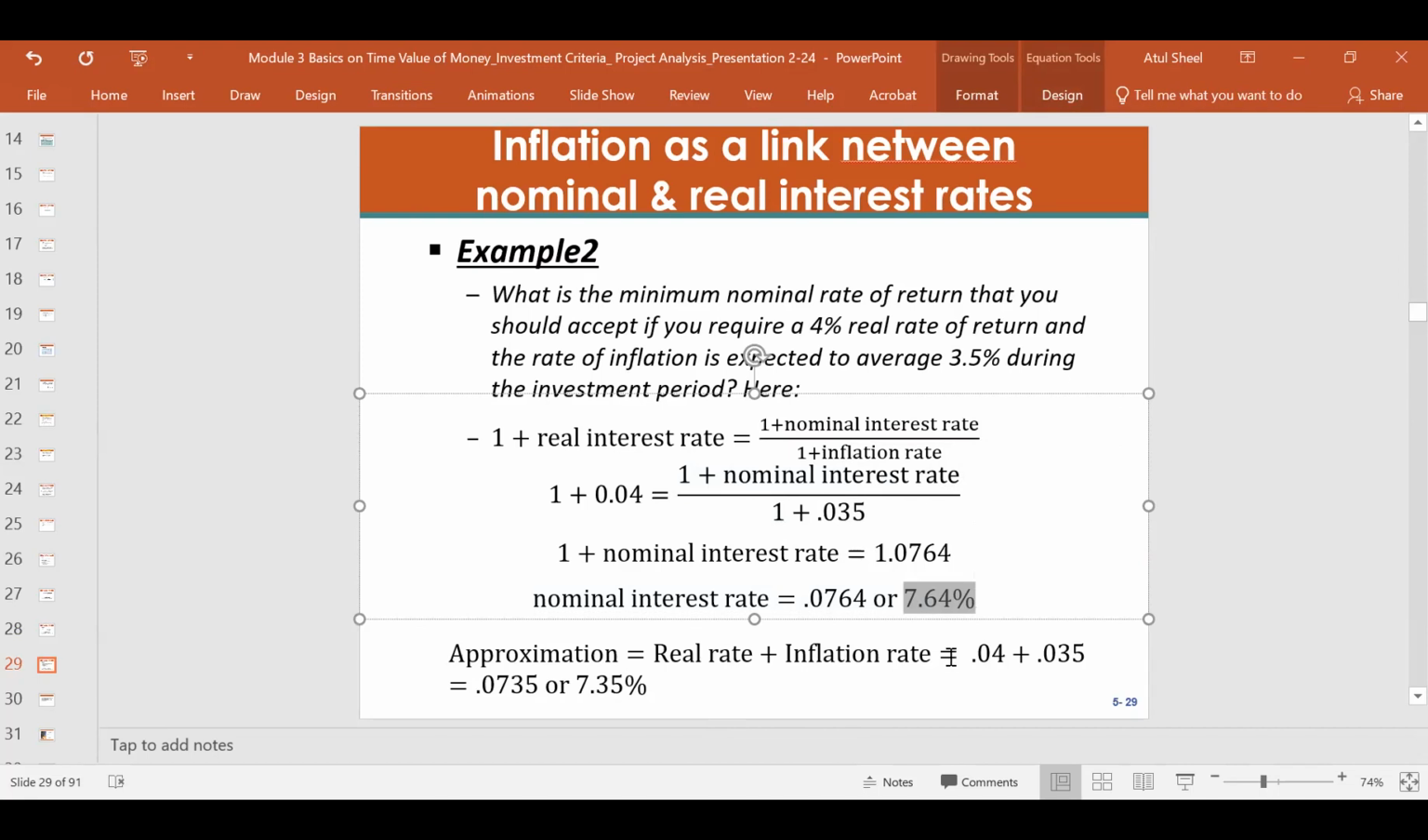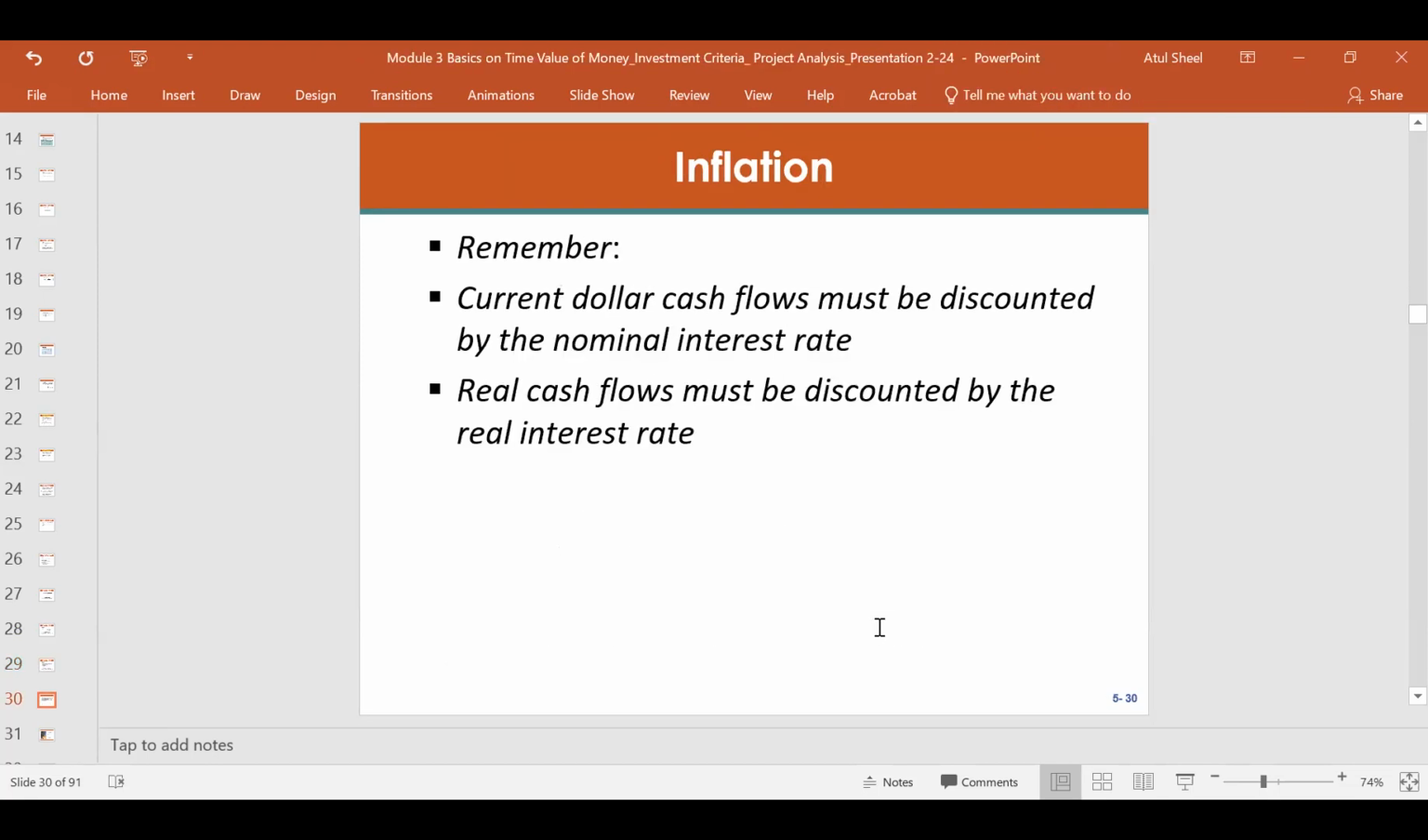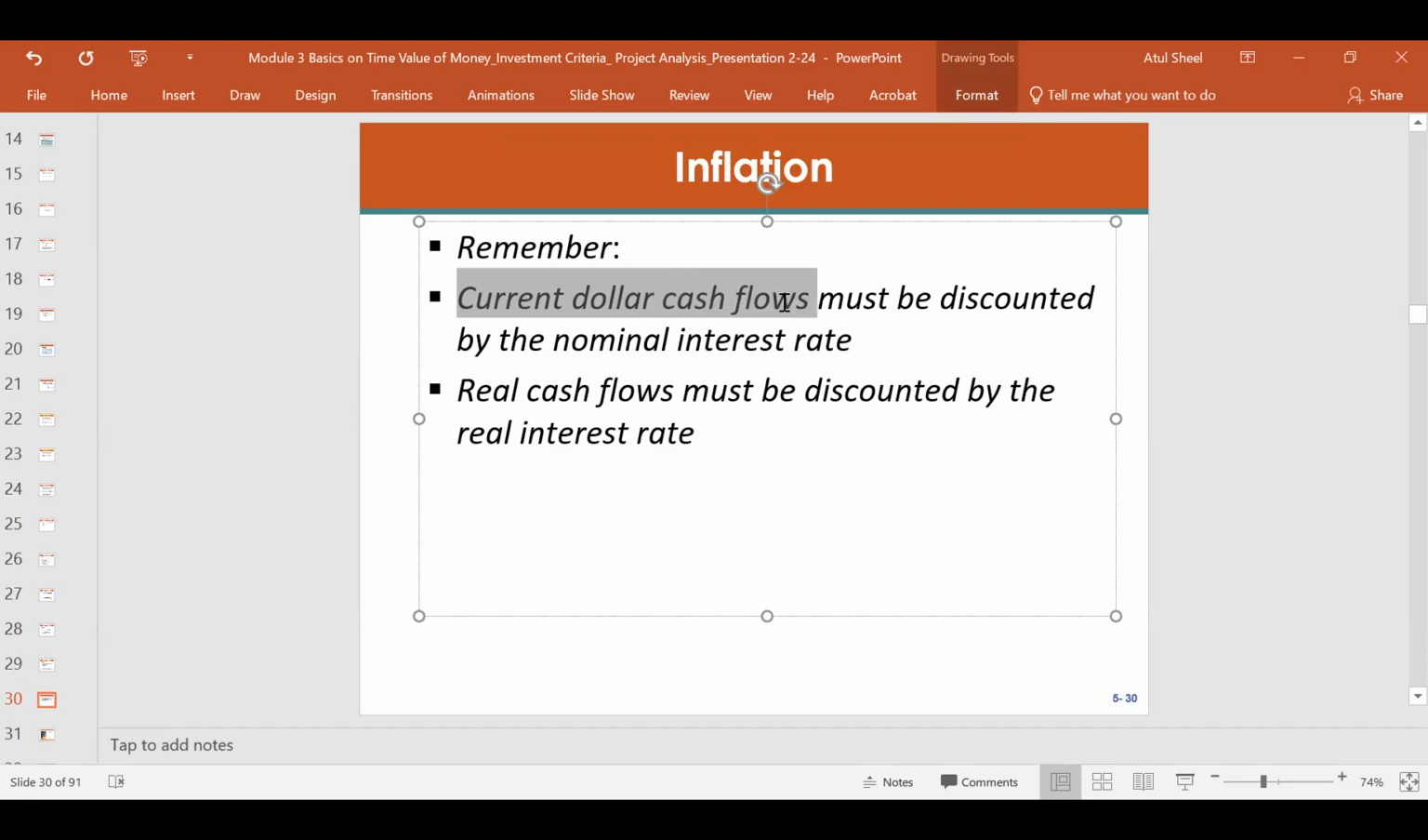Got it? Once again, 1 plus real equals 1 plus nominal divided by 1 plus inflation. If you want a rough estimate, the real rate plus the inflation rate equals your nominal rate, or real rate equals nominal minus the inflation. That's the approximation. But remember here, current dollar cash flows, which are nominal, must be discounted by the nominal interest rate, because a current dollar is a nominal dollar.